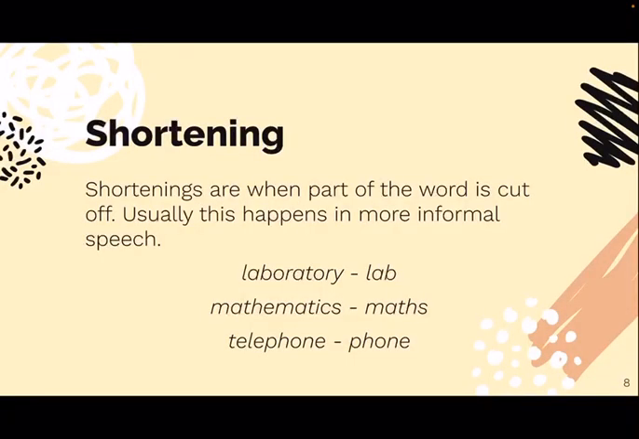Shortenings are when part of the word is cut off. So usually this happens in informal text. So it could be speech, could be written text as well. Some of them are quite codified, like laboratory to lab and mathematics to maths, telephone to phone. All of those are pretty standard, but we also see quite a lot of shortenings in everyday slang and everyday conversation too.